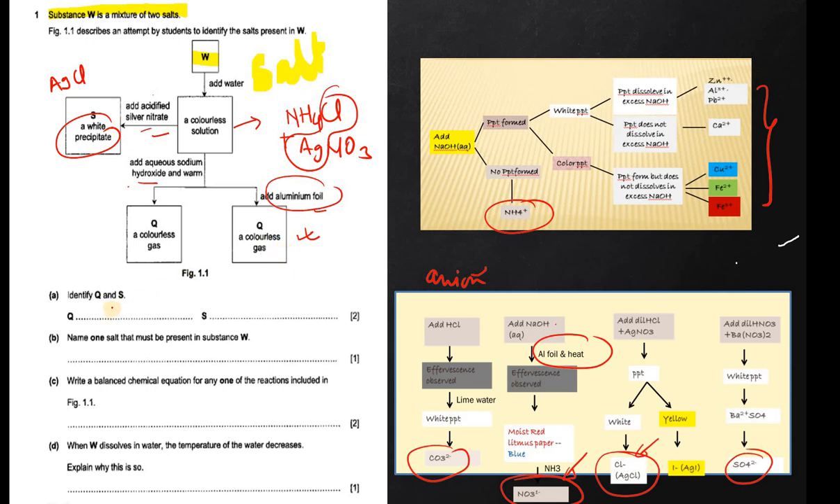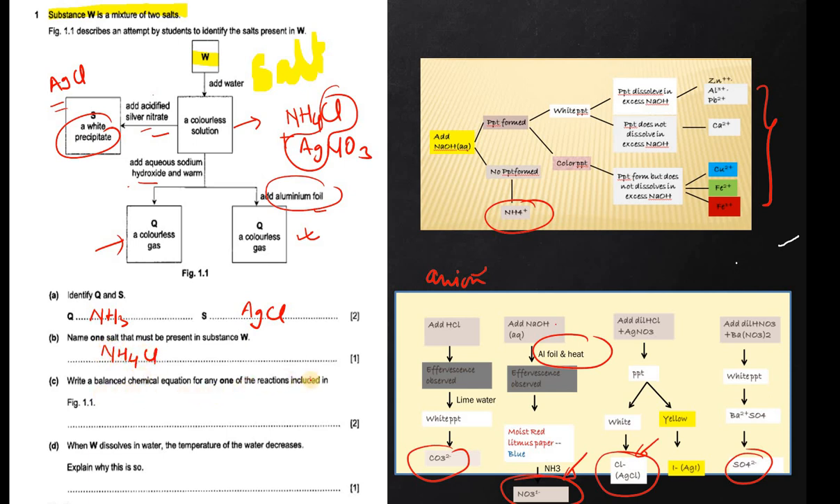Now let's identify Q and S. So Q is here, the gas is ammonia, because they are saying gas is evolved. So since it is an ammonium ion, it is going to come off. What is S? S is what we have just discussed, it will be silver chloride. Now name one salt that must be present in the substance X. So it can be ammonium nitrate, it can be ammonium chloride. You can write any of them.